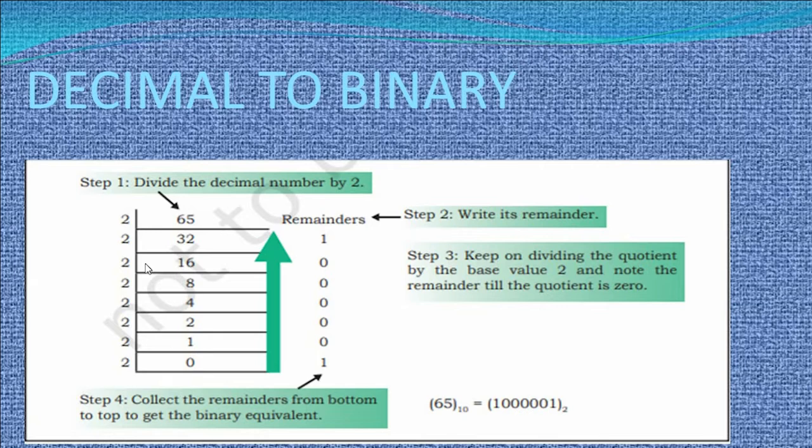Once again, 16 divided by 2 is 8, remainder 0. 8 divided by 2 is 4, remainder 0. 4 divided by 2 is 2, remainder 0. And 2 divided by 2 is 1. We once again place 0.